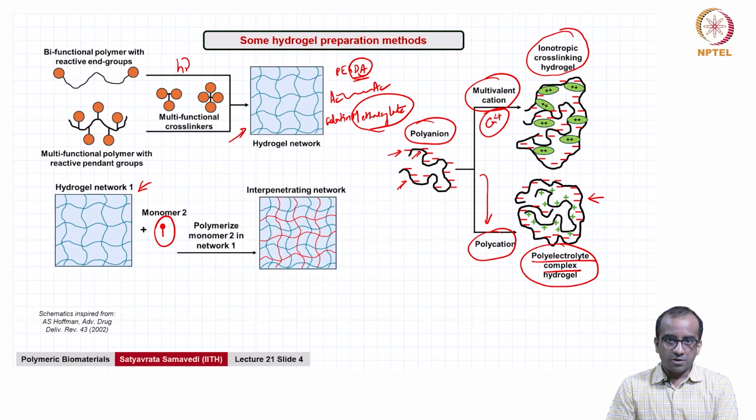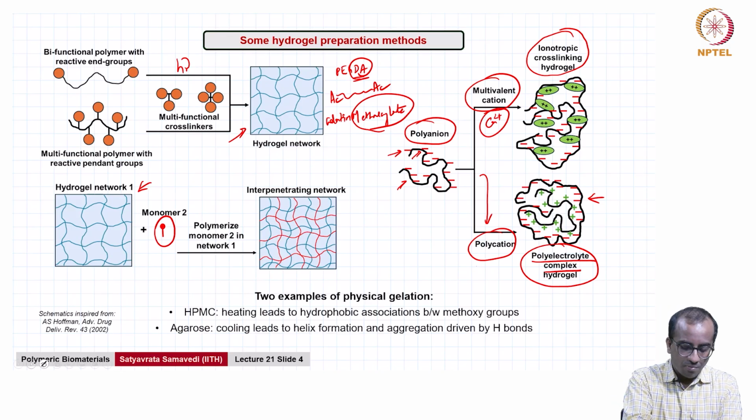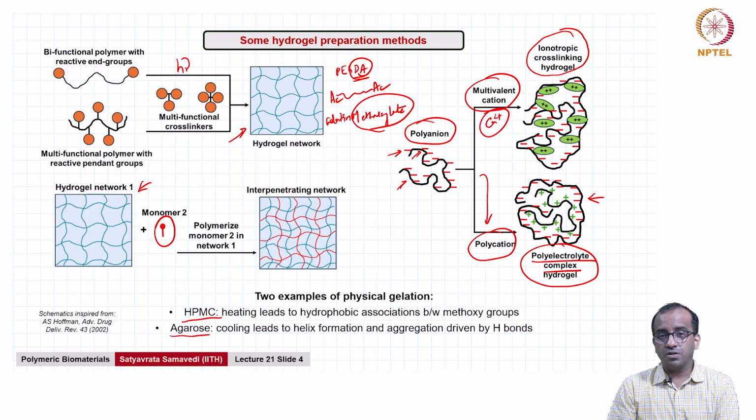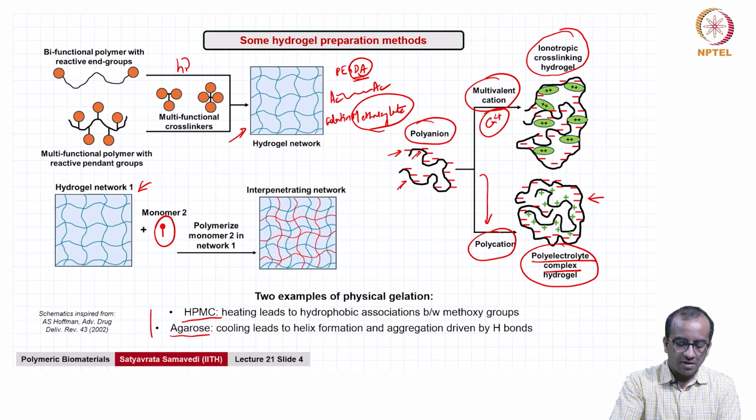That is a good segue for us now to look at some examples of physically driven gelation methods, and two important examples are HPMC and agarose. Now, HPMC, hydroxypropyl methyl cellulose, is a polymer that we have again looked at in the previous lecture, which is derived from cellulose through substituents. And interestingly, for both HPMC and agarose, the gelation is driven by temperature.